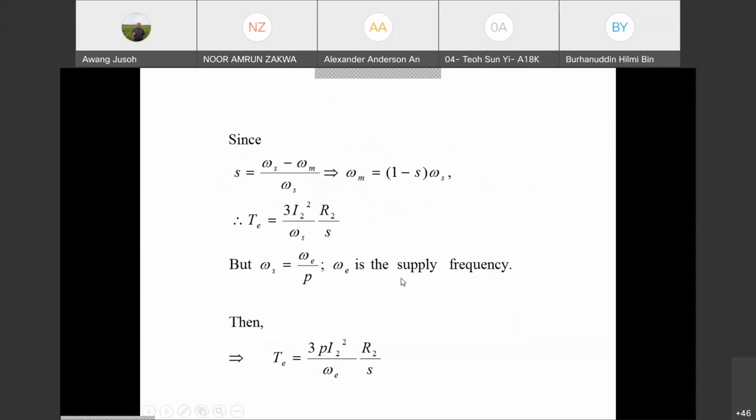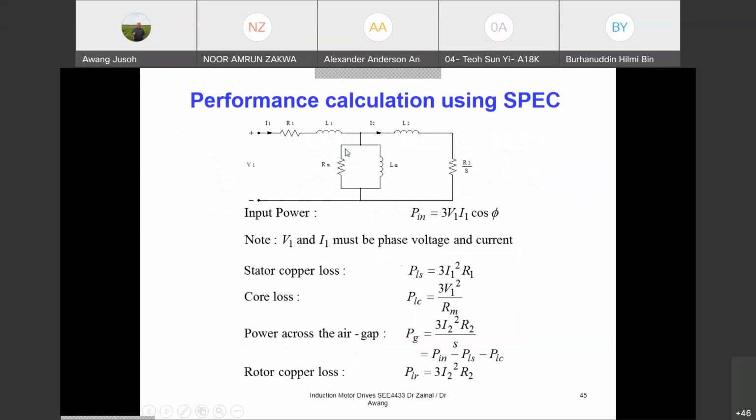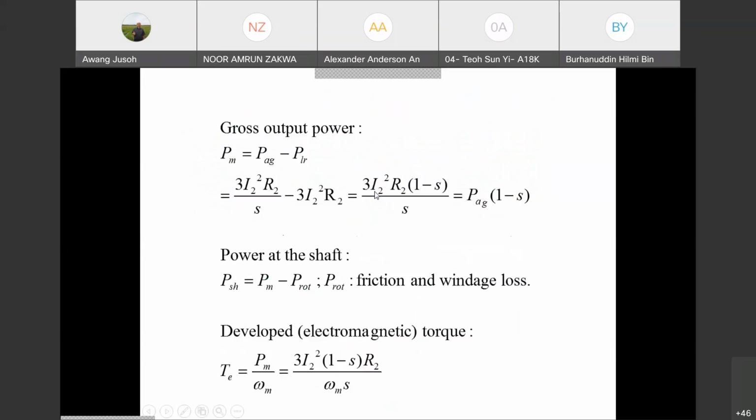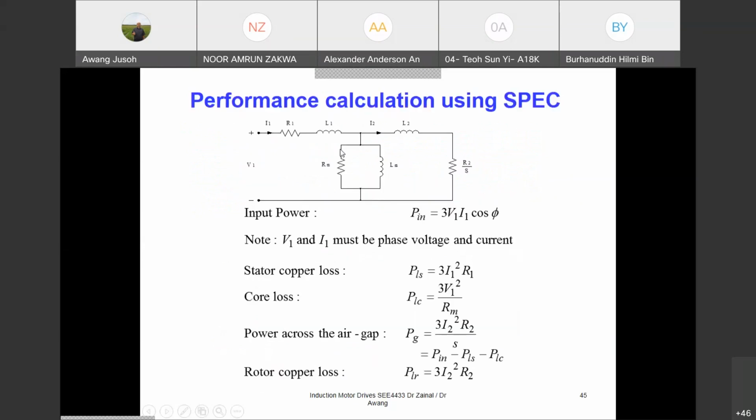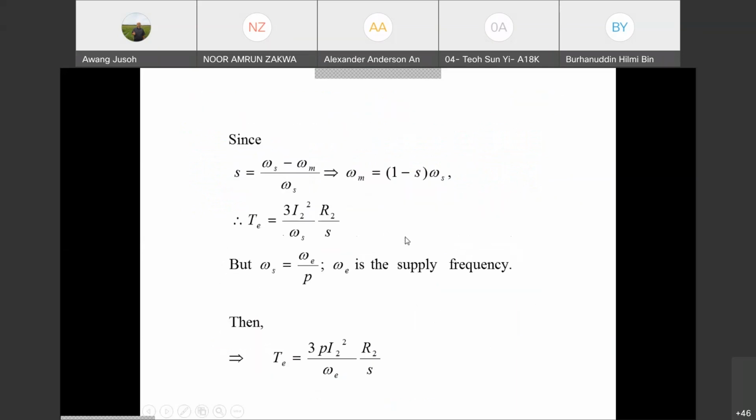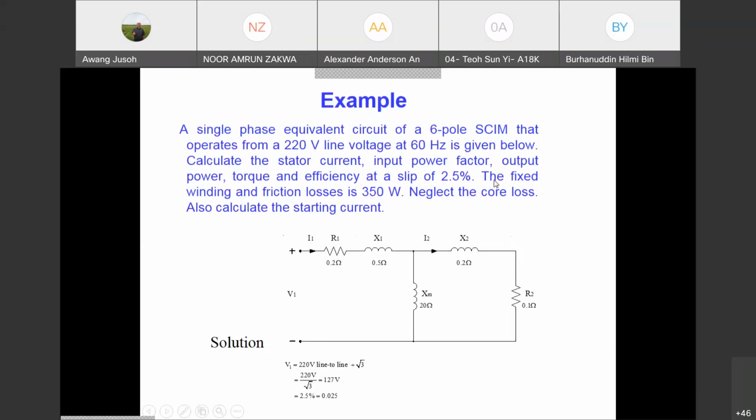Previously we got RM, right? You see RM just now here. When you see neglect, you remove this from the circuit. Even if you don't put that, sometimes you just embed it into the rotational loss. Doesn't matter, that's all. The fixed winding and friction losses is 350 watts. Neglect core loss. Calculate also the starting current.